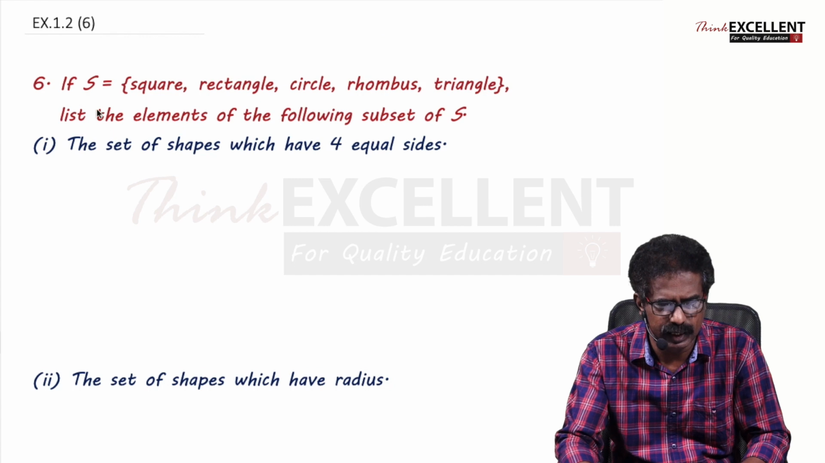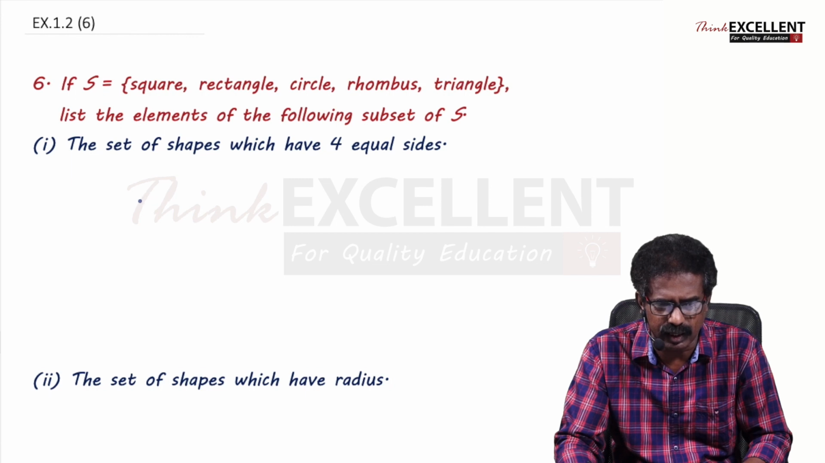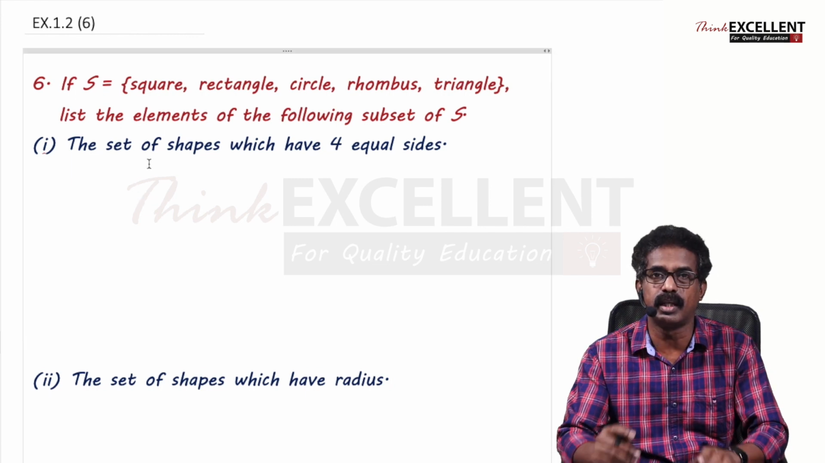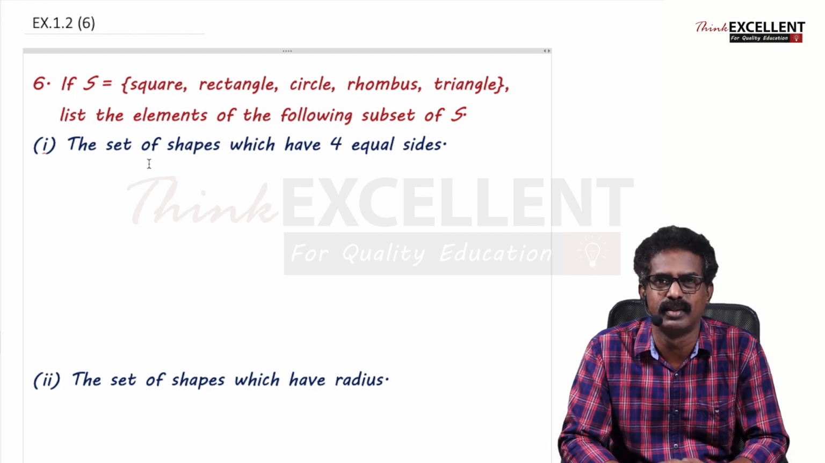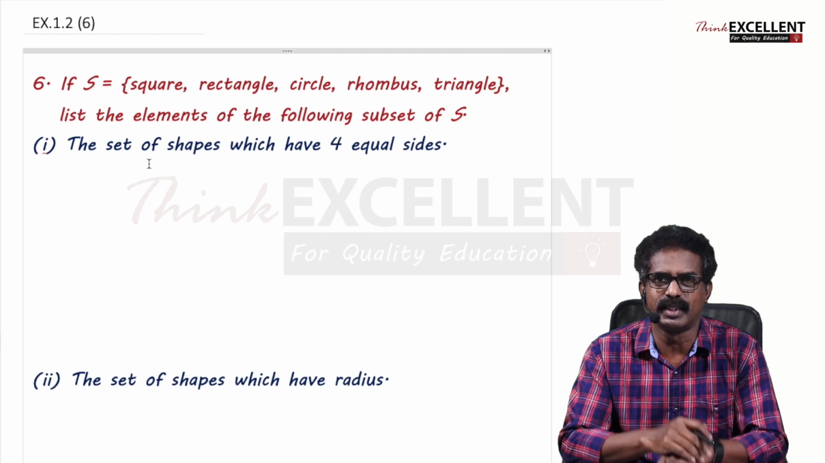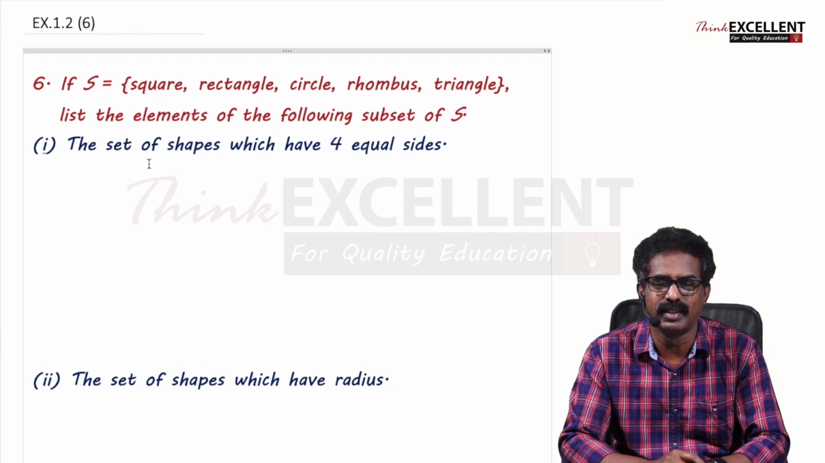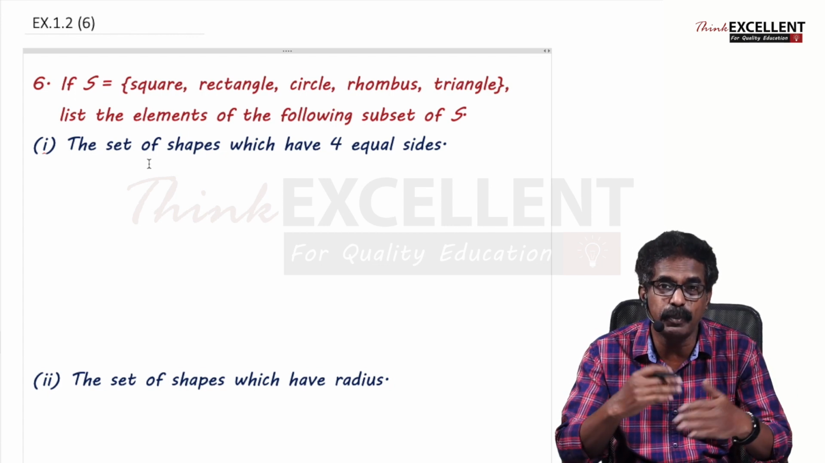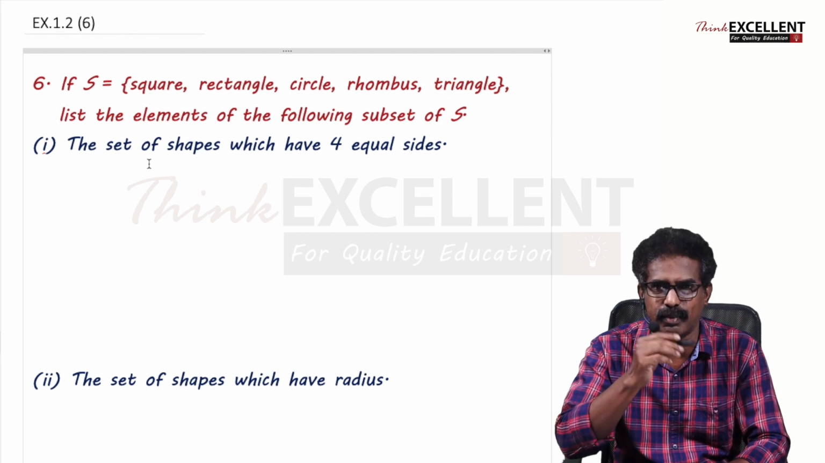Question number 6. See what is given here. S is equal to square, rectangle, circle, rhombus, triangle. So immediately every diagram should come to your mind. First one is square. All the 4 sides are equal, right? 4 sides. Rectangle, yes, like your TV, right? 4 sides, only the opposite sides are equal and parallel. Circle, you know, your familiar shape.